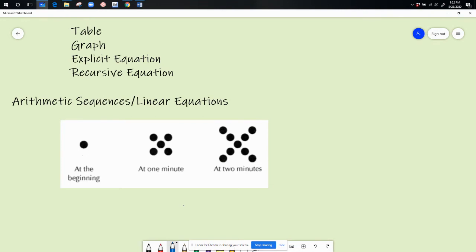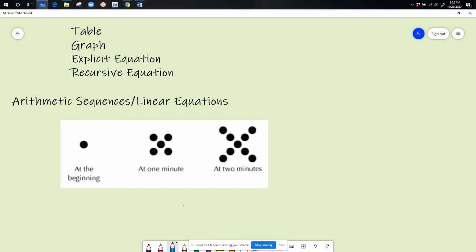I just wanted to do a lesson for you guys today, a review lesson, hopefully, on arithmetic sequences and/or linear equations. Those two things are similar enough for this class that we'll just consider them the same thing. So think about all the things you've learned, hopefully last year, in regards to arithmetic sequences and/or linear equations.